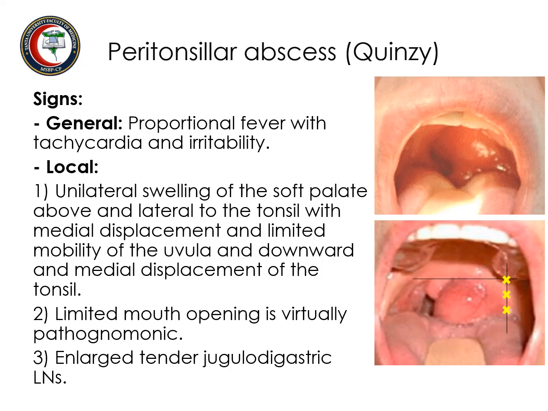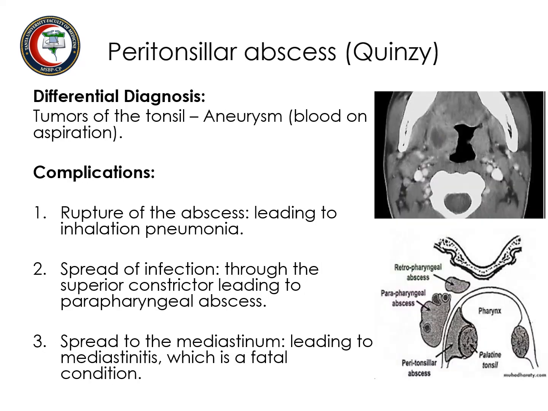In the same patient, we normally observe there is limited mouth opening, which is virtually pathognomonic in peritonsillar abscess. Also, examining the neck will reveal enlarged tender jugulodigastric lymph nodes.